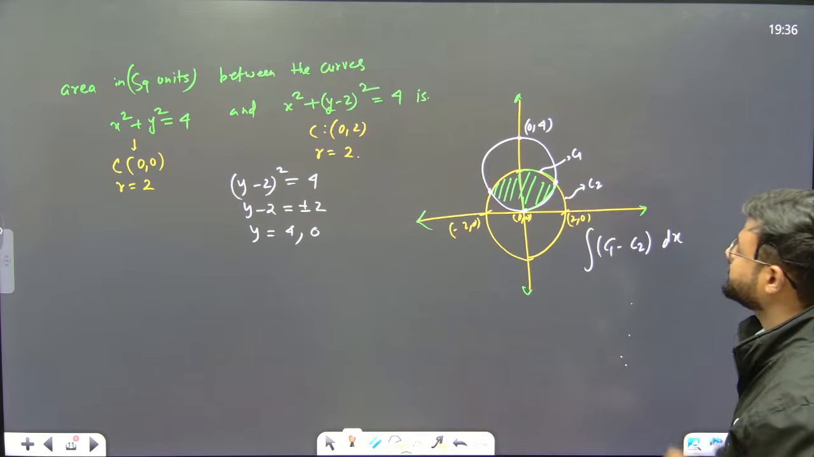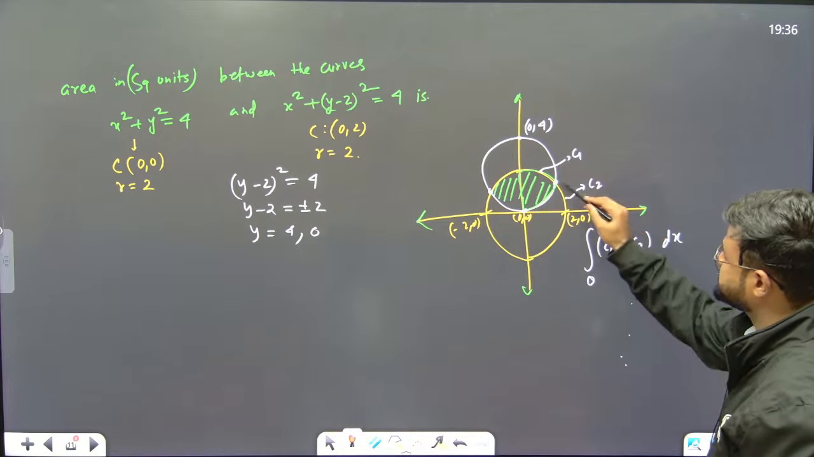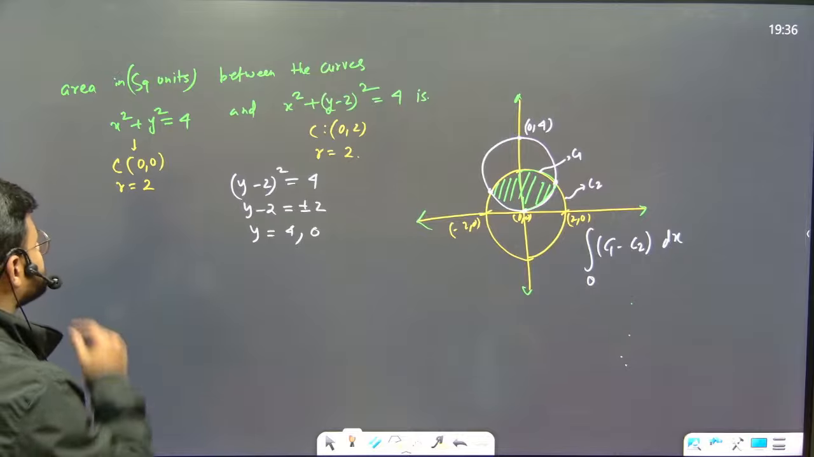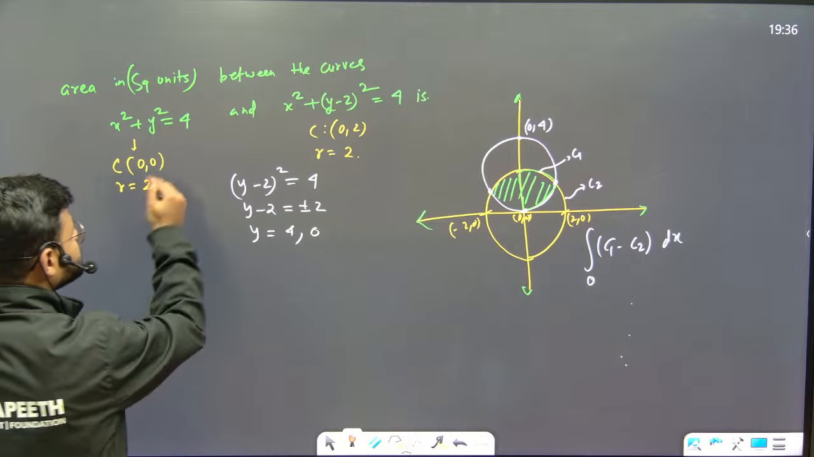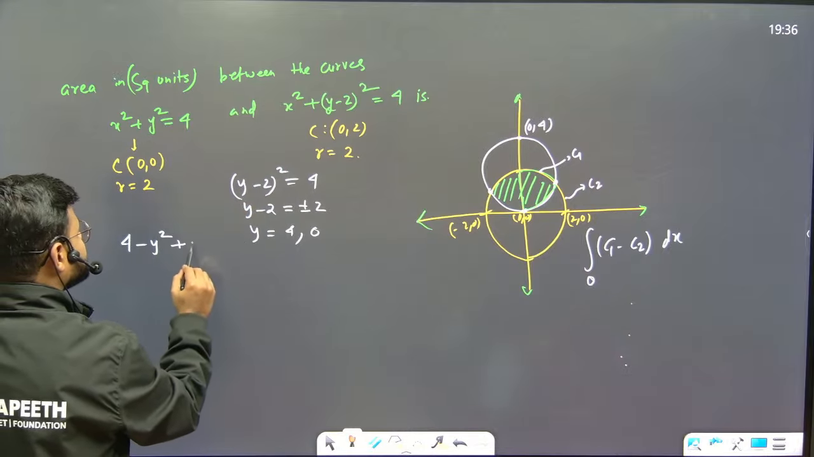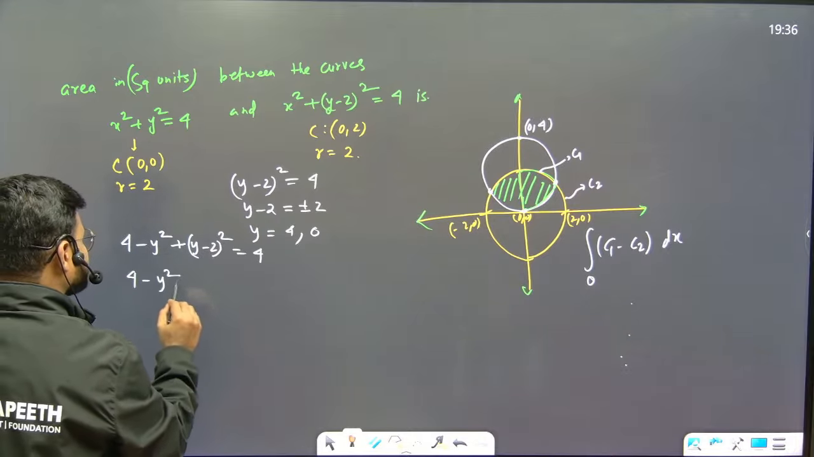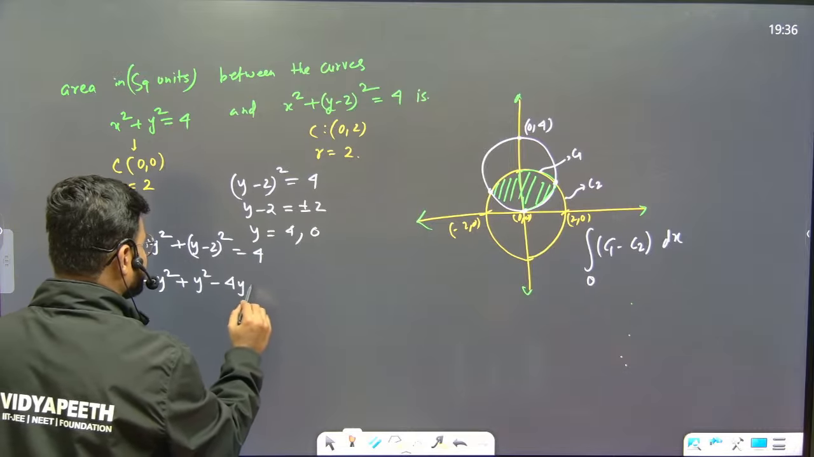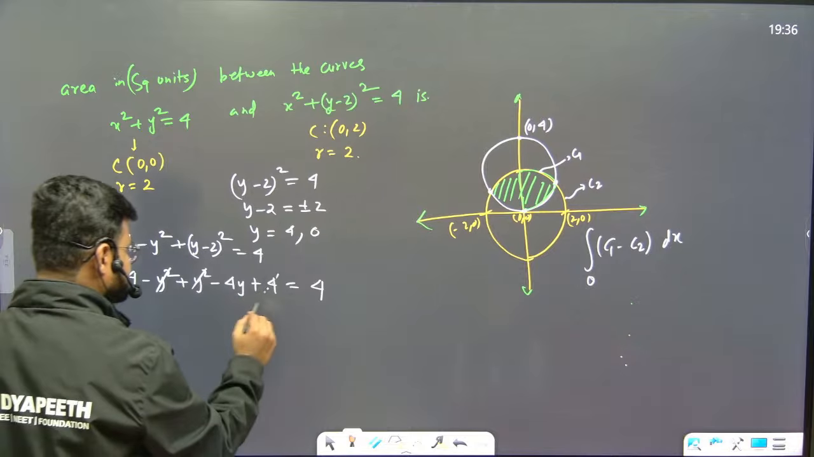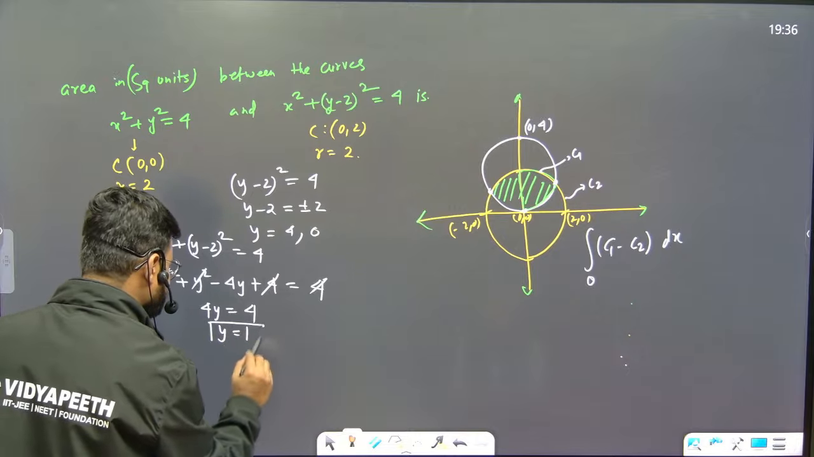So we will integrate with respect to x, right? And x is lying from 0 to some intersection point that we need to find. Now how to find the intersection point? It's very simple, just observe here. If you put x square as 4 minus y square, 4 minus y square plus (y minus 2) whole square equal to 4, and you expand this: 4 minus y square plus y square minus 4y plus 4 equal to 4. So this is cancelled out, this is cancelled out. So 4y equal to 4, and y is going to be 1.